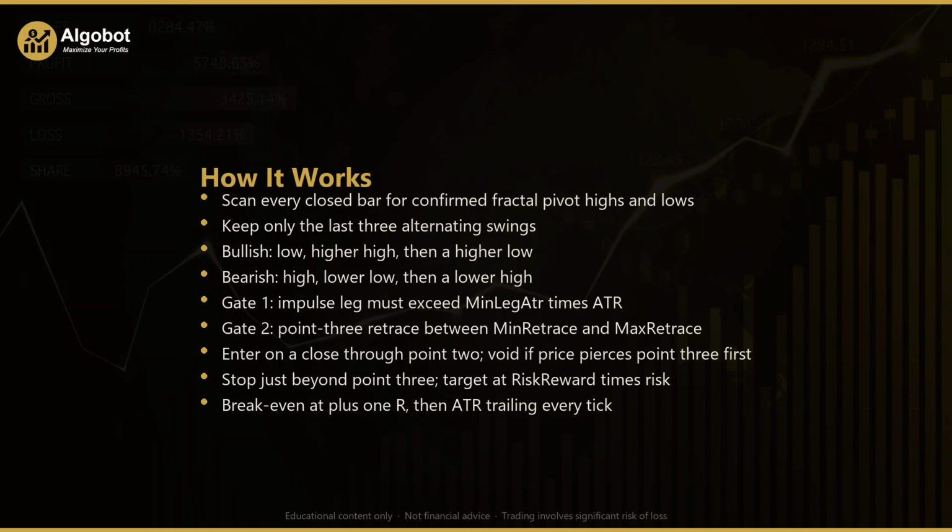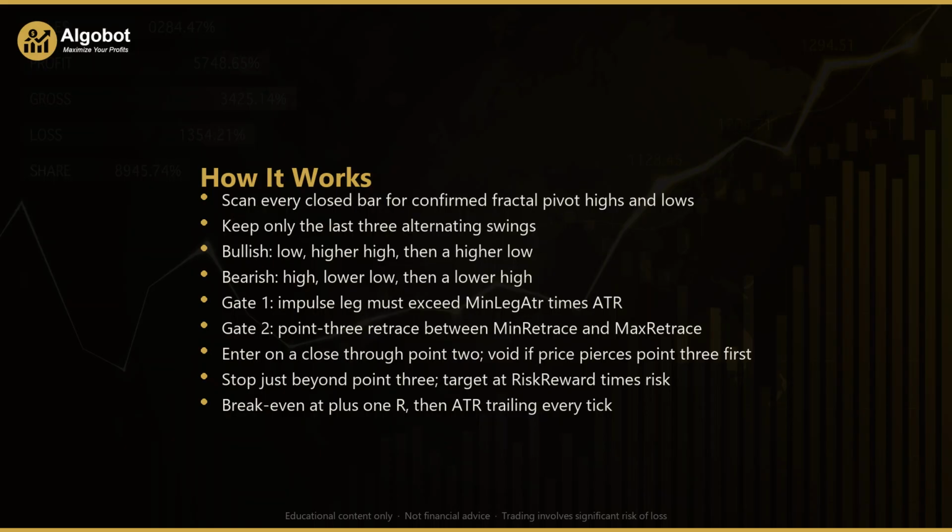When a valid pattern is found, the EA arms itself. For a long, it waits for a bar to close above point 2. For a short, it waits for a bar to close below point 2. If, before that happens, price pierces beyond point 3, breaking the higher low or the lower high, the pattern is immediately voided because the structure has failed.